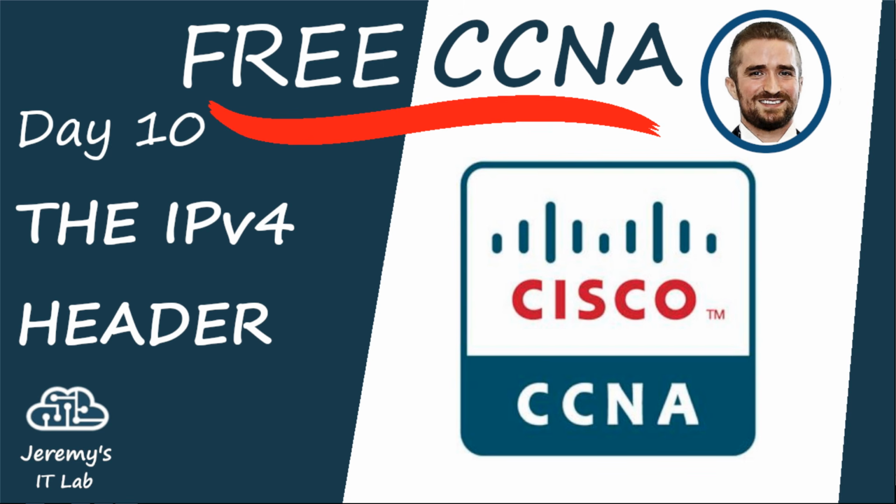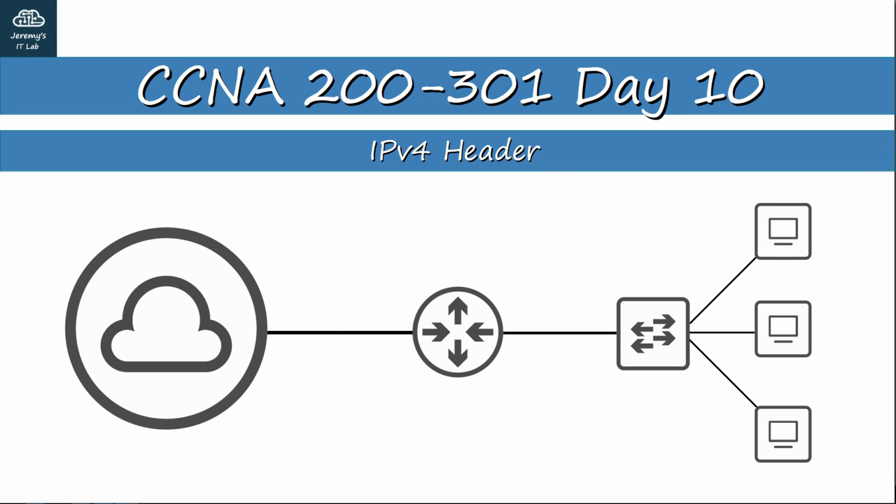Let's get started. In this video, we're going to take a look at the Internet Protocol version 4, known as the IPv4 Header. This is used at layer 3 to help send data between devices on separate networks, even on other sides of the world over the Internet. This is known as routing.